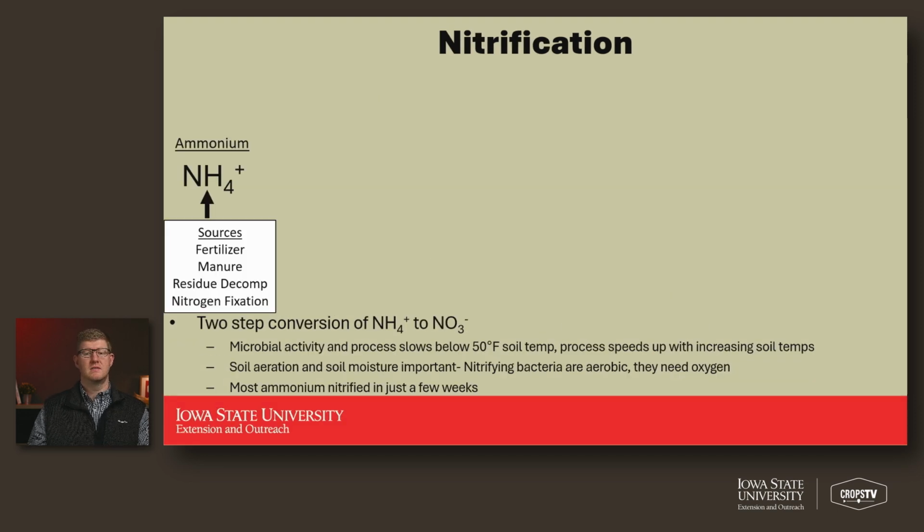Okay, so the next process in the nitrogen cycle that I really want to touch on today is nitrification. This will be the most important for us today because we're going to look at nitrification inhibitors. What we need to know about nitrification is that it's the conversion of ammonium, so that's your NH4 plus, into nitrate. That's your NO3 minus. We've probably all heard of nitrate.